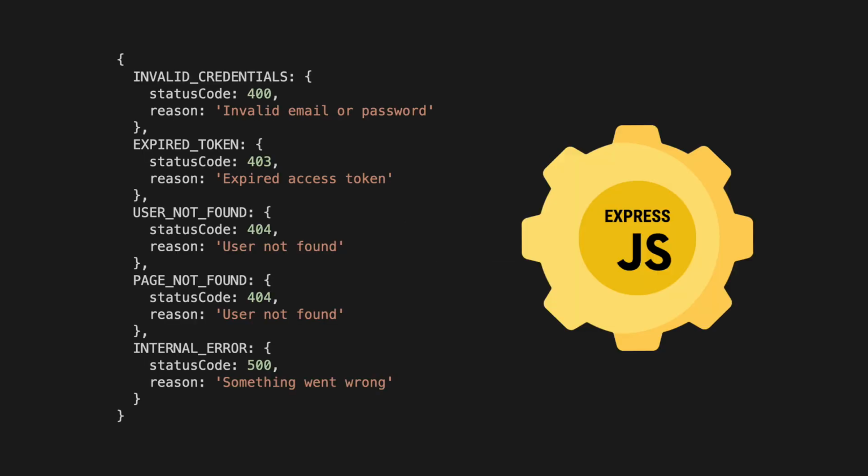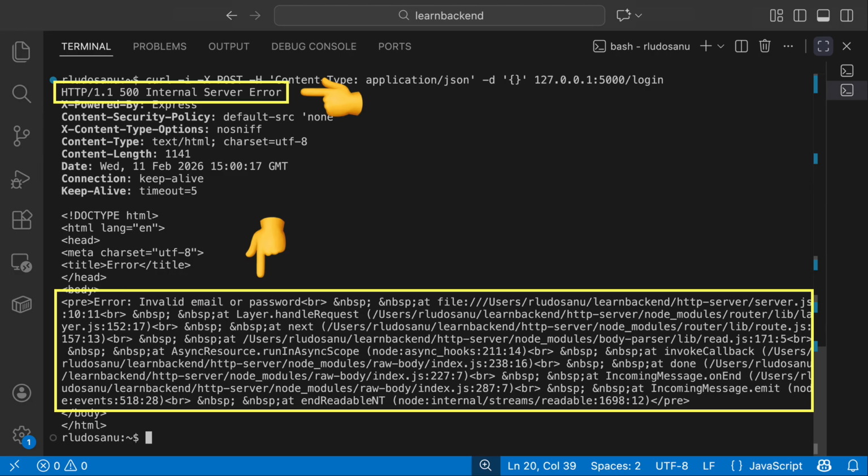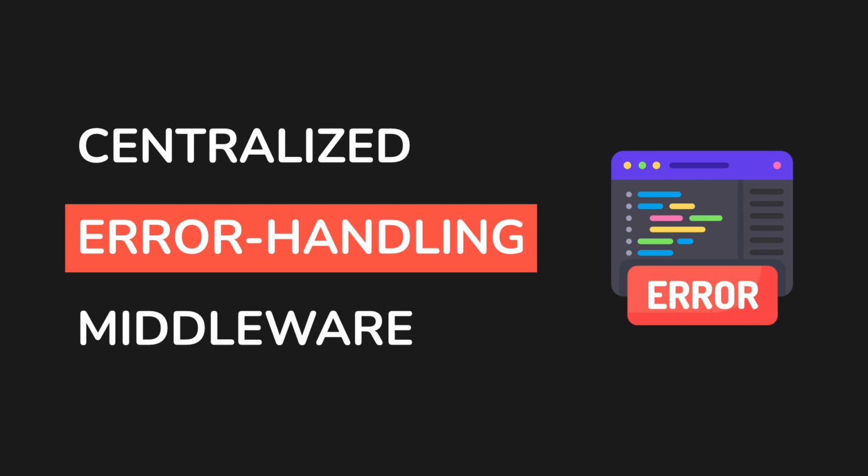In this tutorial, I'm going to show you how to make the errors in your Express API consistent and predictable for your consumers by going from this to this, using a centralized error handling middleware that uses custom HTTP errors.